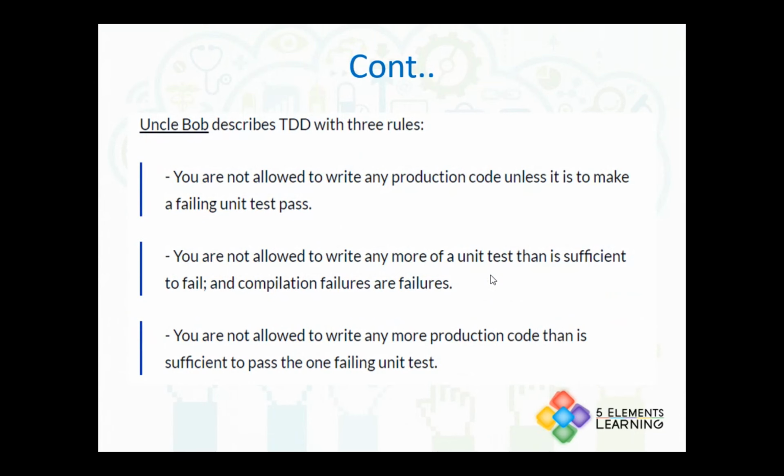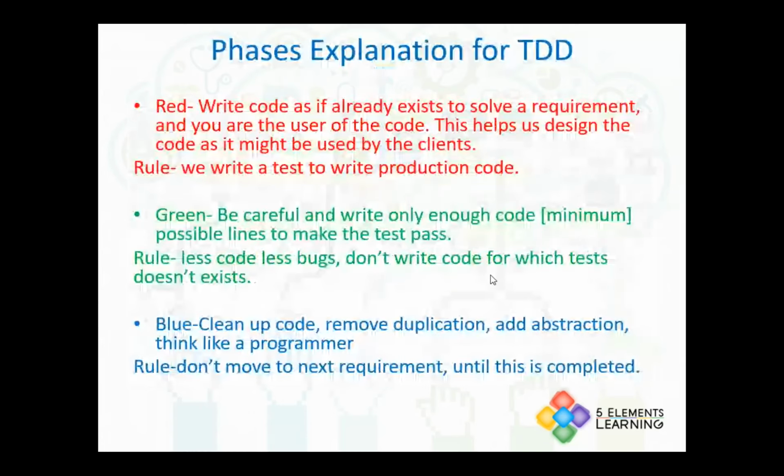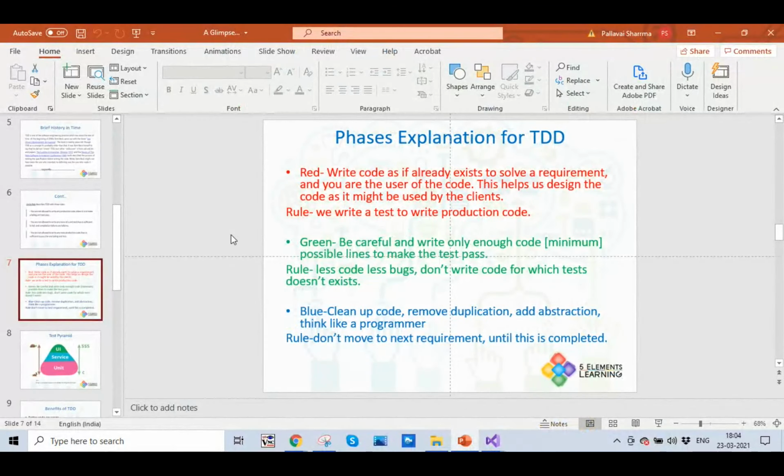Uncle Bob, or Robert C. Martin, as popularly known, describes TDD with three rules. You're not allowed to write any production code unless it is to make a failing unit test pass. We are not allowed to write any more of a unit test than is sufficient to fail. And we are not allowed to write any more production code than is sufficient to pass the one failing unit test.